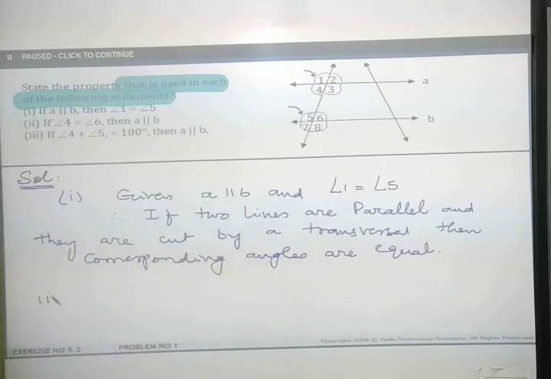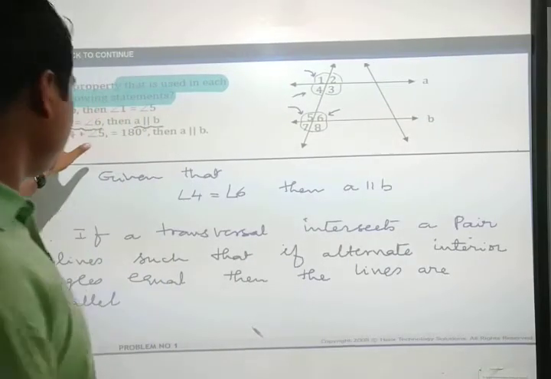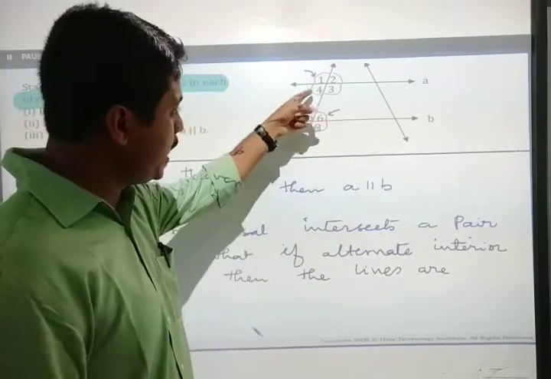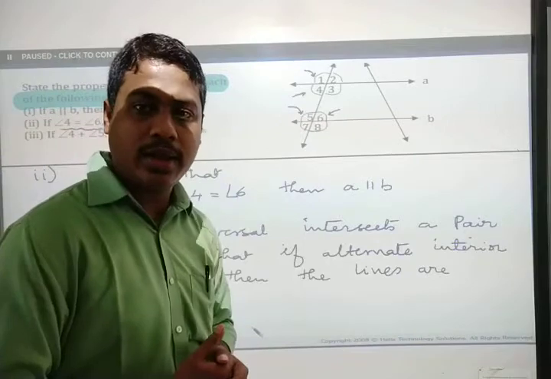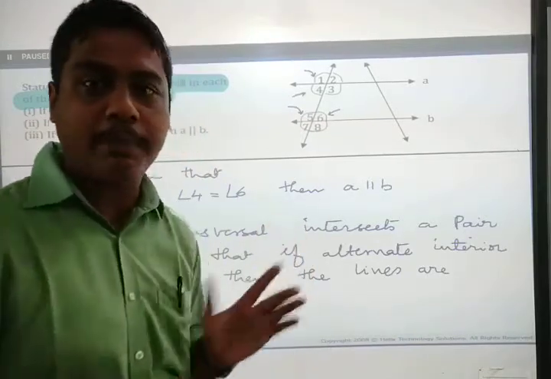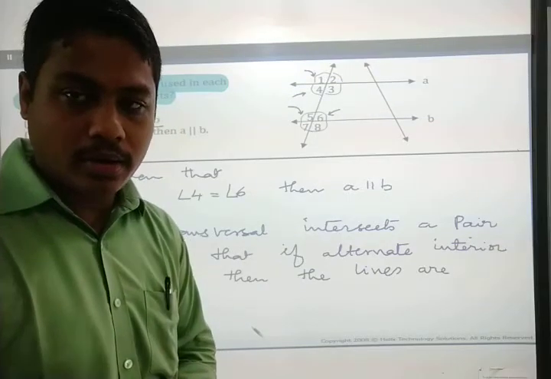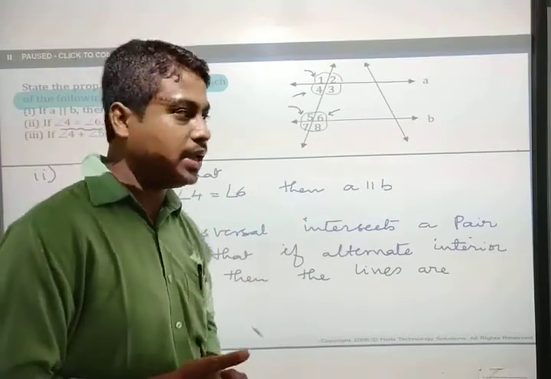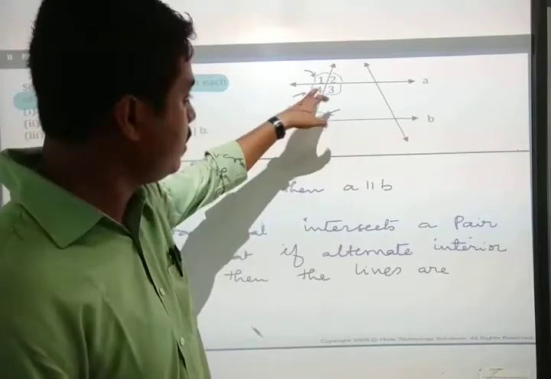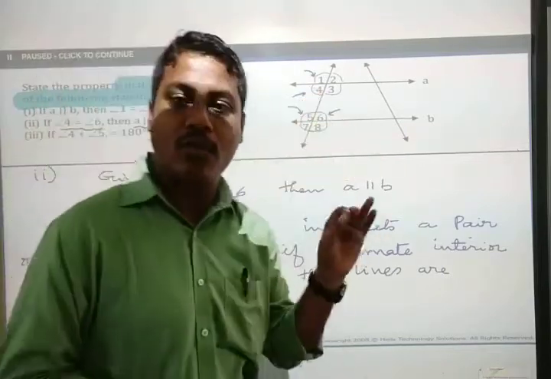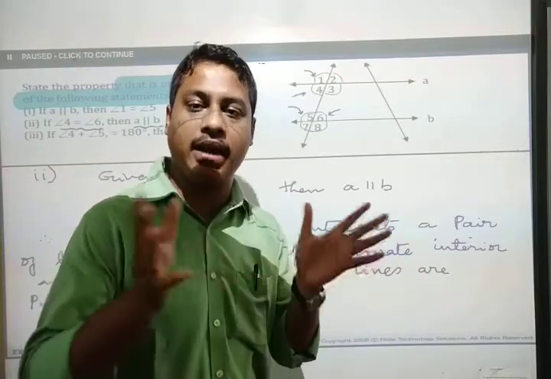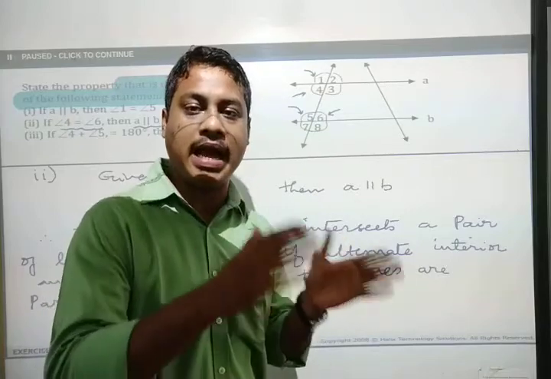So let us move to the next question. Next we have, if angle 4 is equal to angle 6, then A is parallel to B. We have to prove that if angle 4 and angle 6 are equal, then the lines A and B are parallel to each other. This property we have also done. These are a pair of alternate interior angles. Angle 4 and angle 6 are the pair of alternate interior angles. If a pair of alternate interior angles are equal, then we can consider that the lines are parallel.